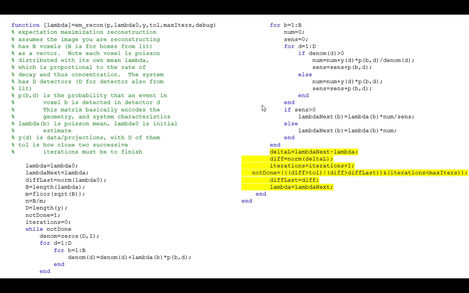Okay, so this is my stuff again. Delta for lambda is just the difference between the two of them. I just took the norm of that, that's my difference. I increased my iterations, and then my not done is just going to be equal to difference is bigger than the tolerance, or difference is bigger than difference last, and iterations is less than max iterations. Notice I grouped the or together.